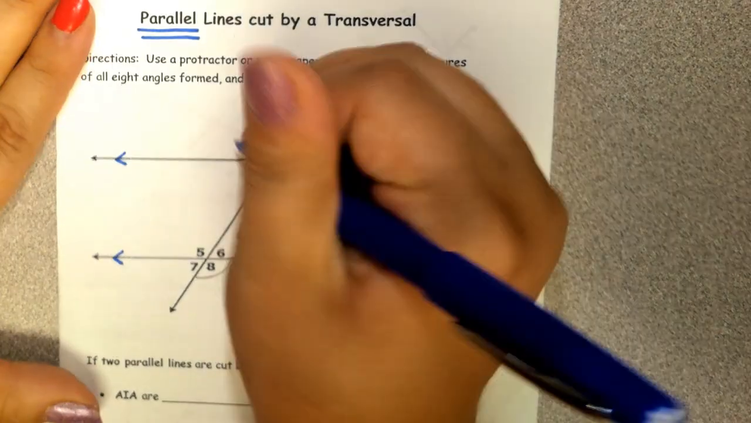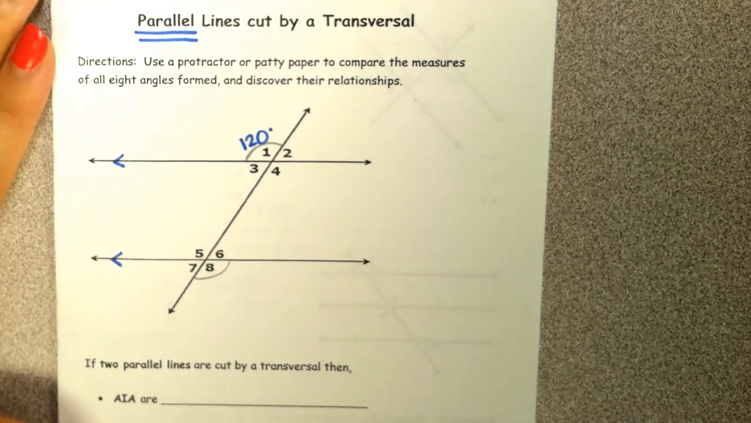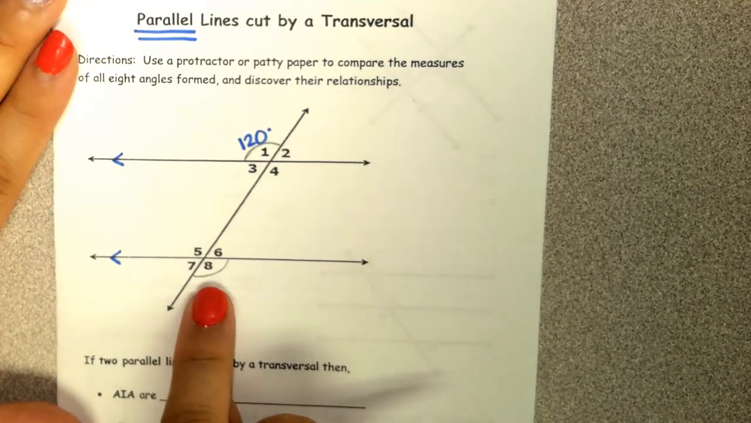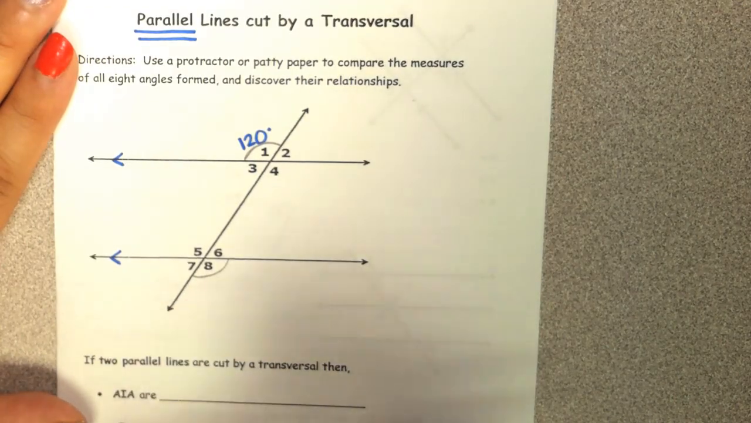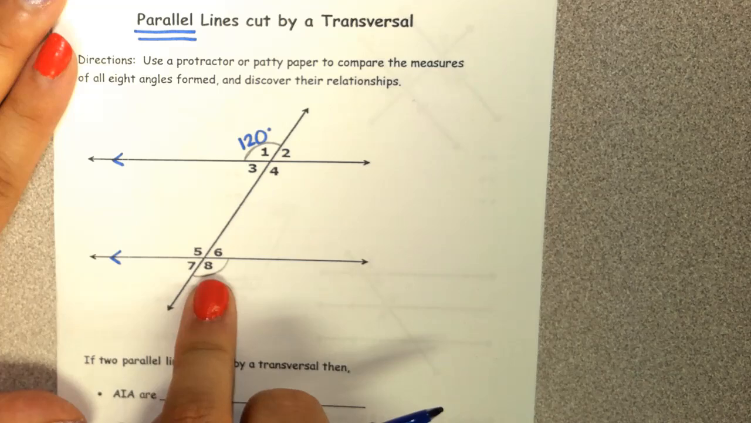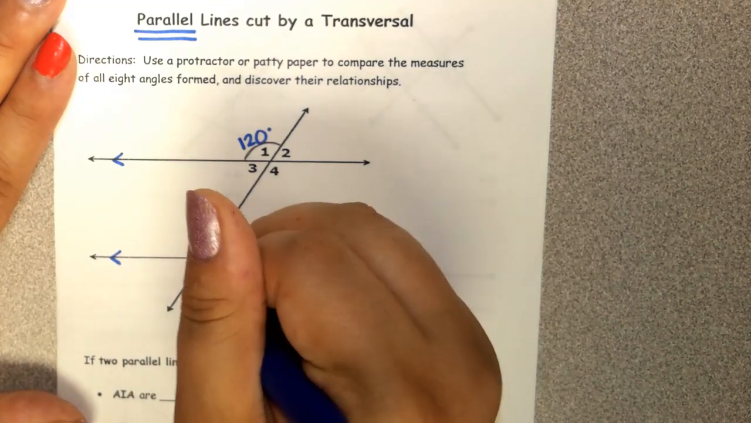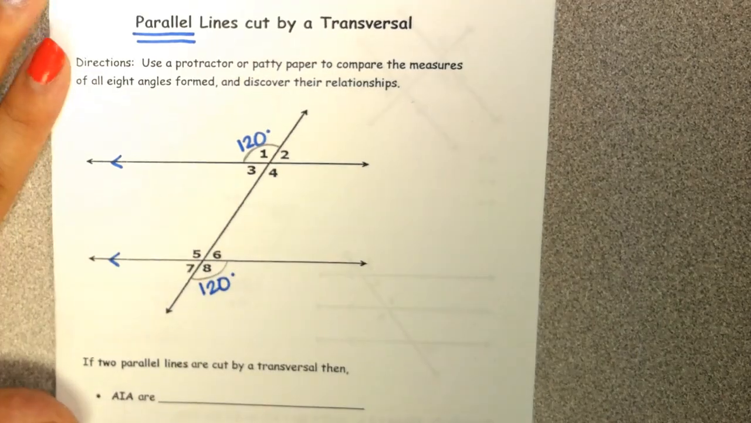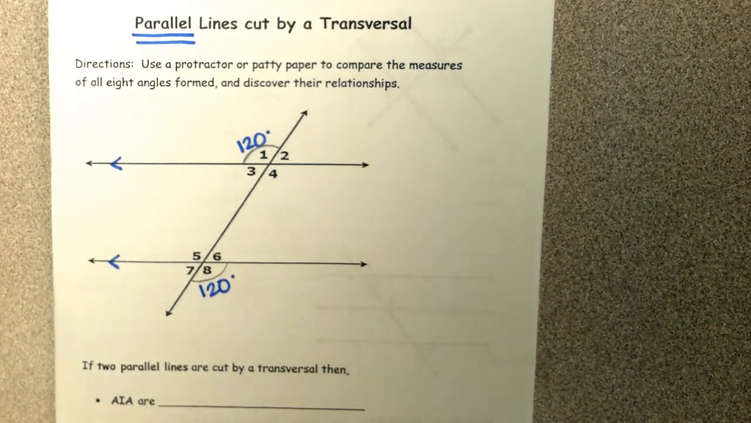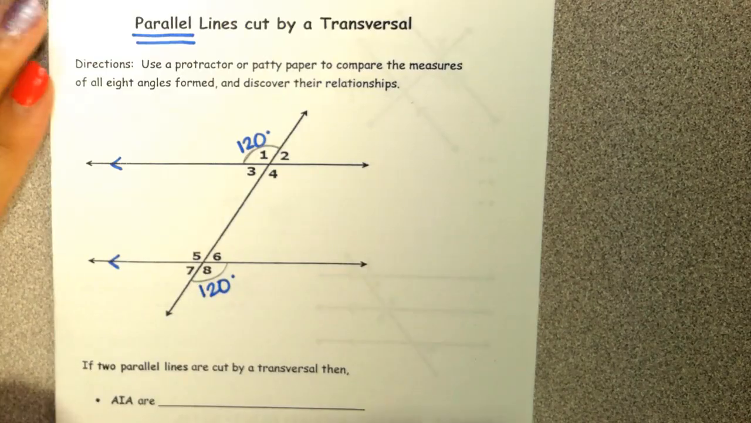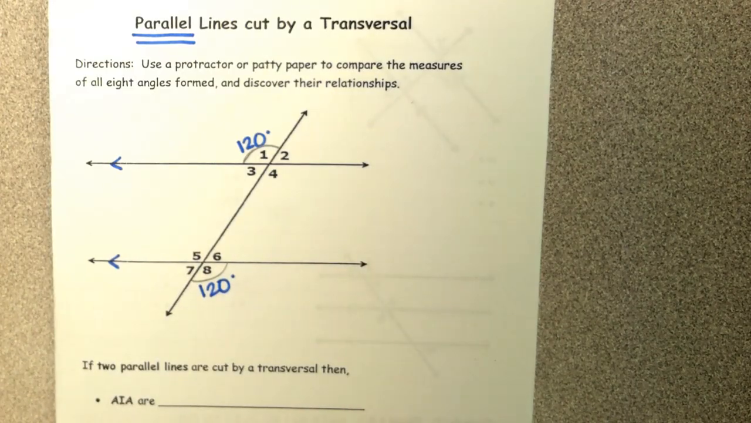So when you did this, you all got about 120 degrees for number 1? What did you get for number 8? That would have been number 7, or number 2. What did you get for number 8? About 120 as well. If you want to stick with the number that you got, that's fine. I'm going to stick with 120. Okay? You want me to show you how I got that?